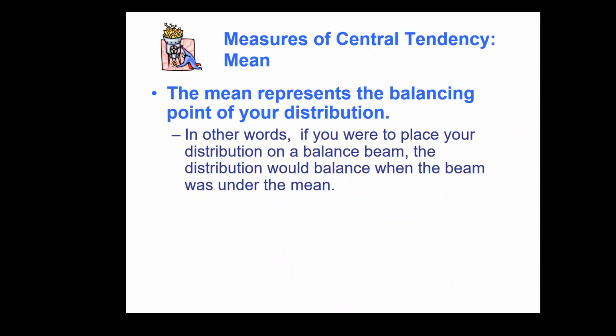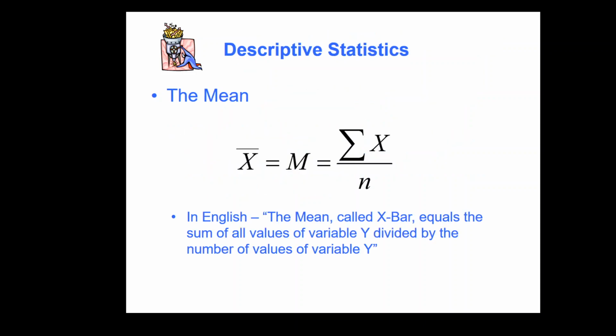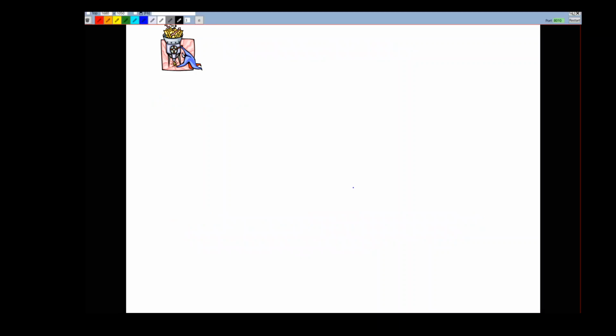Okay, the mean represents the balancing point of your distribution, and I'm going to walk through what I mean by that. So you're probably aware the mean is the sum of the values divided by n. Okay, so what do I mean by this? Okay, so let's have some fun.